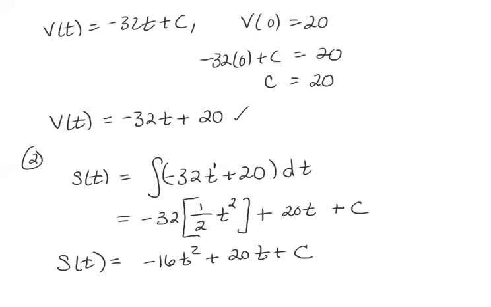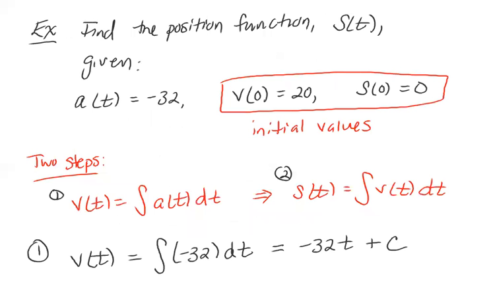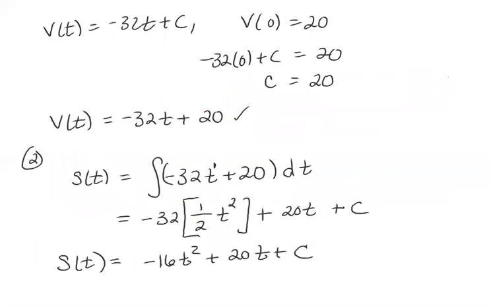Okay, so I have an s of t function. I also have an initial value. Let's remember what that initial value is. That initial value, s of 0, is equal to 0. So I'm going to bring that in now to find an expression for s of t for a particular c.